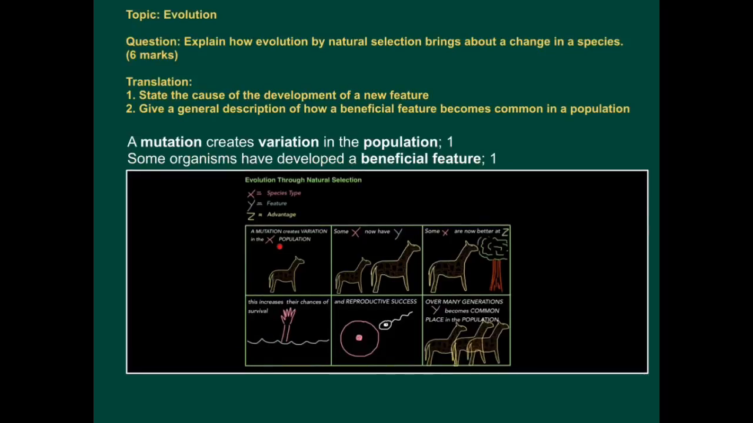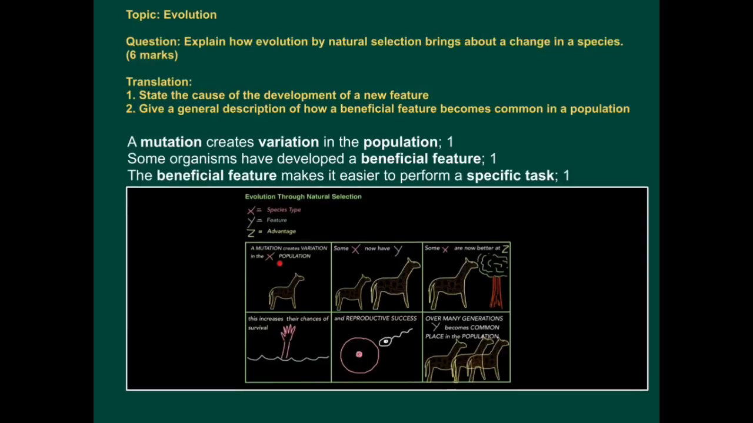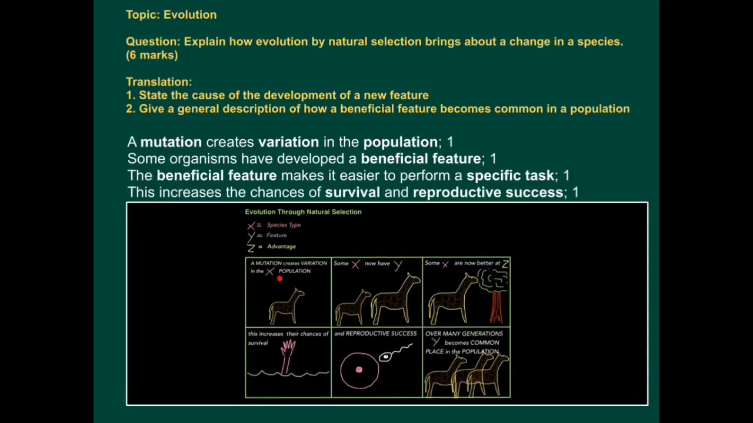We have to acknowledge that some organisms have developed a beneficial feature, a feature that gives them an advantage over others. And explain that. So this beneficial feature makes it easier to perform a specific task. And because they can perform this specific task, this increases their chances of survival and, most importantly, reproductive success, because evolution does not occur without reproduction. So if you do not talk about reproduction, you've definitely missed a critical point.